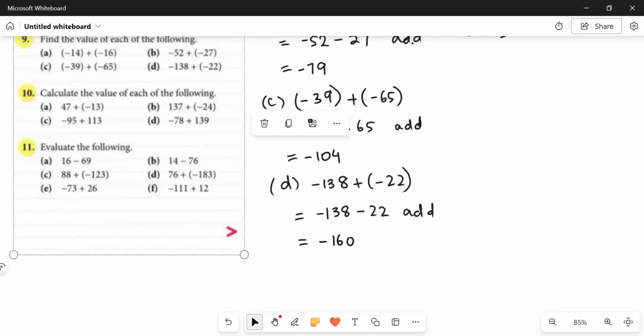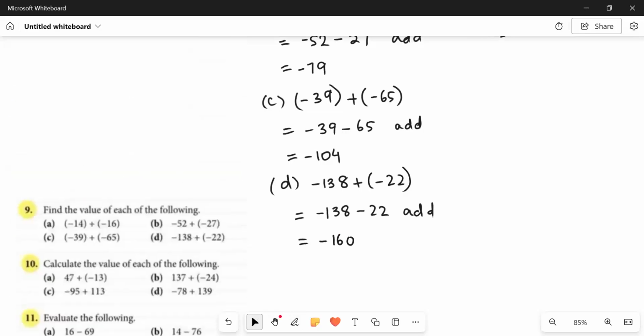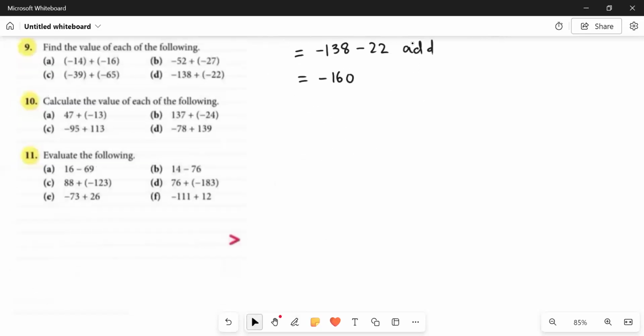So see how simple it was. So what have we learned so far? If we are provided with brackets in any expression, first we have to remove the brackets by solving them, and then we will move forward. Now let's do question number 10.